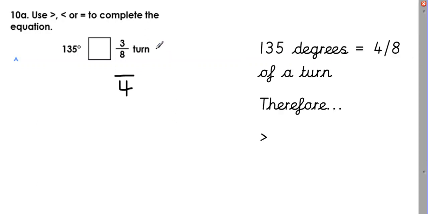So, 3/8 is equal to 135 degrees. Okay, so if we put that again in degrees, we've got 135 degrees. Because it is worth 135 degrees, that must mean that these two are equal. Okay, so 135 degrees is equal to, or the same as, 135 degrees. Well done if you got that one correct.